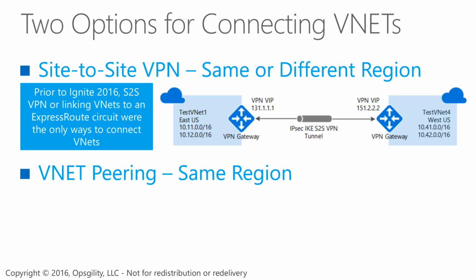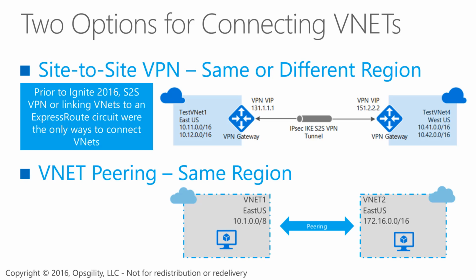The second option is called VNet peering. This option is only available when the virtual networks are in the same Azure region. However, it does not require the use of VPN gateways. Also, there is no bandwidth limit besides those that are imposed on the virtual machines themselves.